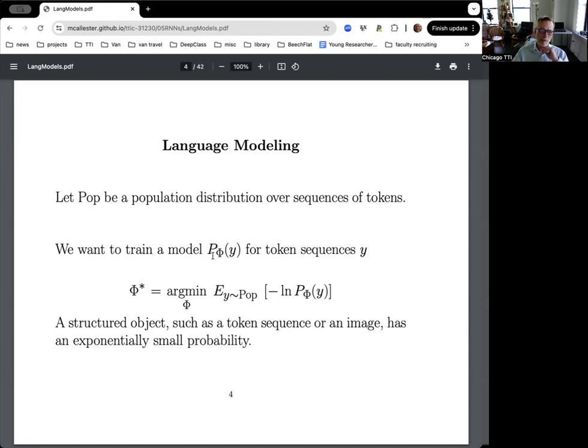And note that this probability is exponentially small. If the probability of each token was a half, then if I've got n tokens, the probability becomes 1 over 2 to the n. So probabilities become exponentially small. But the negative log of the probability is manageable. It grows linearly in the number of tokens, because the probability is a product and the log of a product is a sum. So this negative log probability grows linearly in the length of the block.